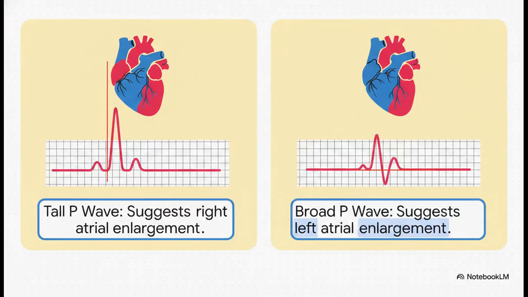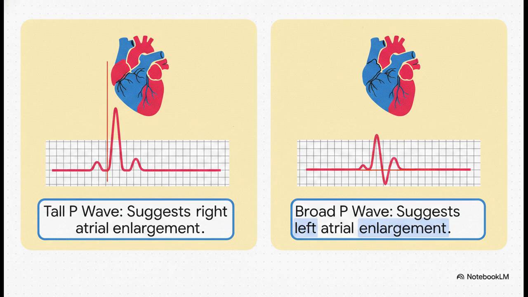Now, the shape of that P wave tells its own little story. A normal P wave is small and kind of rounded, but if it gets really tall and peaked, it suggests the right atrium is enlarged. We call that P pulmonale. If it gets broad, maybe with a little notch in it, that points towards the left atrium, P mitrale. So the shape of the wave itself can give you clues about the heart's anatomy.